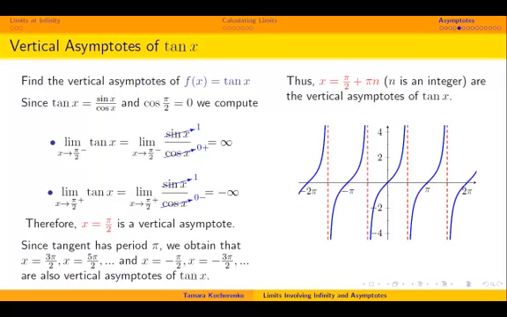If you look at the graph of tangent x and concentrate on the line x equals pi over 2, you see that tangent increases to positive infinity on the left and decreases to negative infinity on the right.